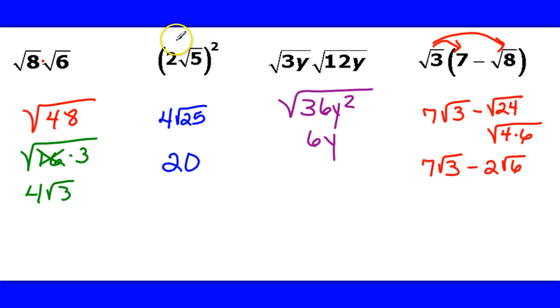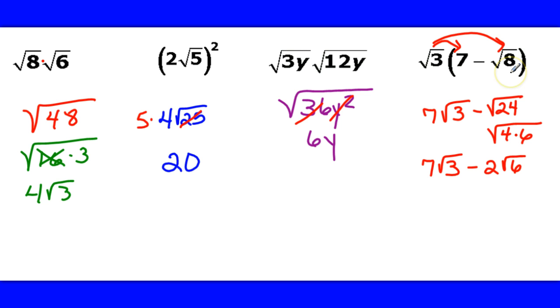When you square something, you multiply it times itself. So 2 times 2 is 4. 5 times 5 is 25. Square root of 25 is 5. That comes out front, and we've got 5 times 4 is 20. Underneath the radical sign, 3 times 12 is 36. Y times y is y squared. Square root of 36 is 6. Square root of y squared is y.